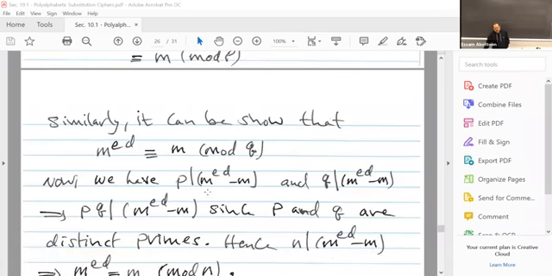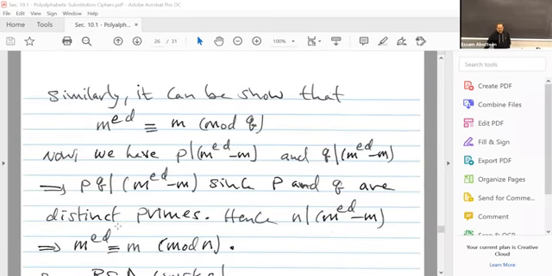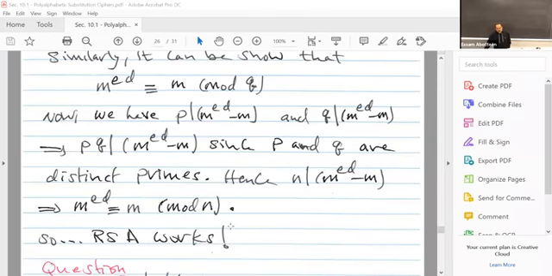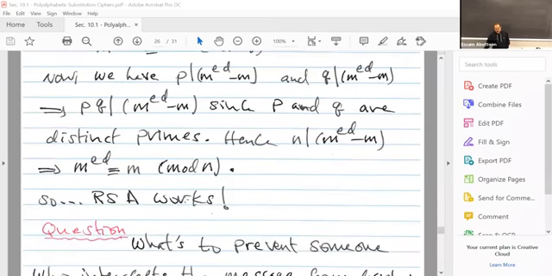Together, these two congruences give us that P divides M to the power ED minus M, and Q divides the same. Since these are distinct primes, relatively prime, their product divides M to the power ED minus M, which means M to the power ED is congruent to M mod PQ, which is equal to N. So yes, we recover the original message M by doing encryption followed by decryption using the keys E and D.